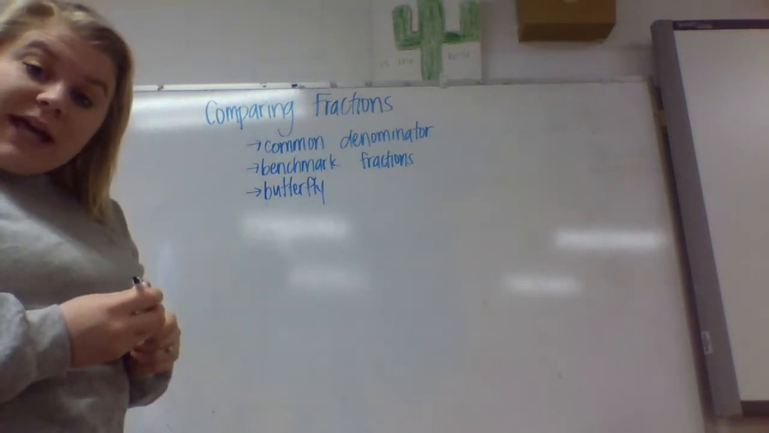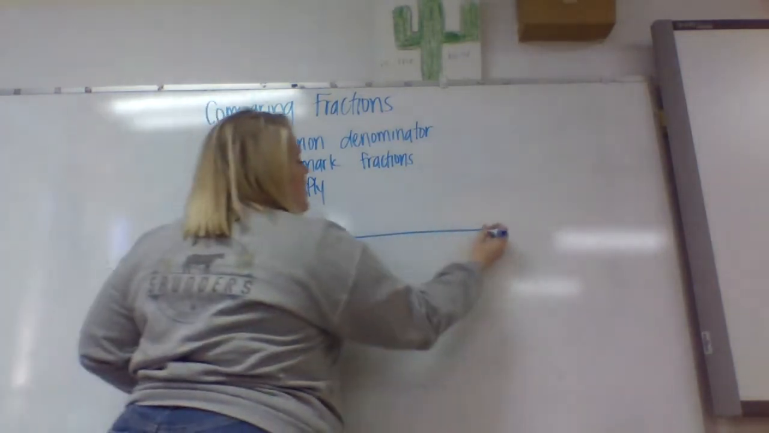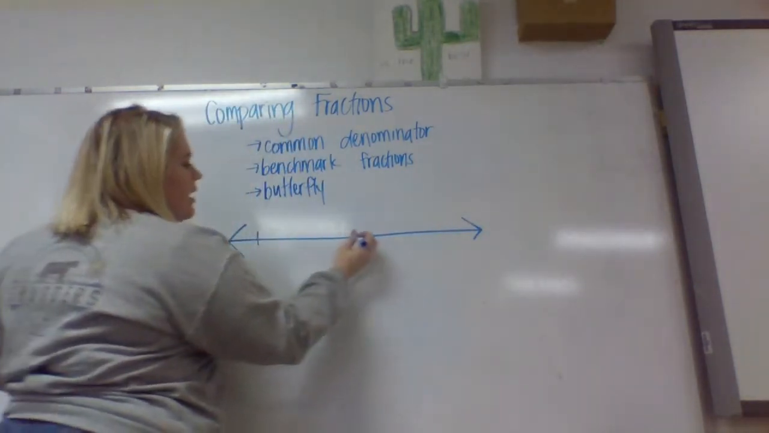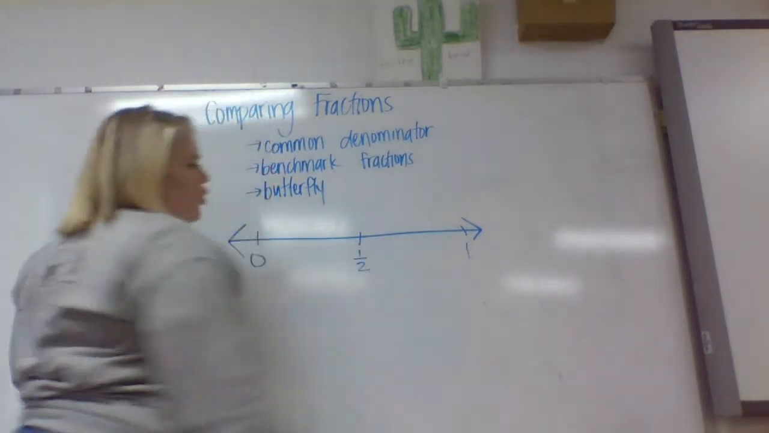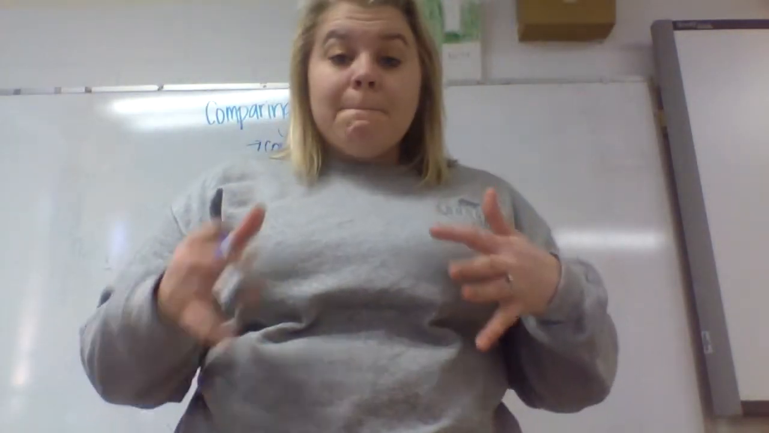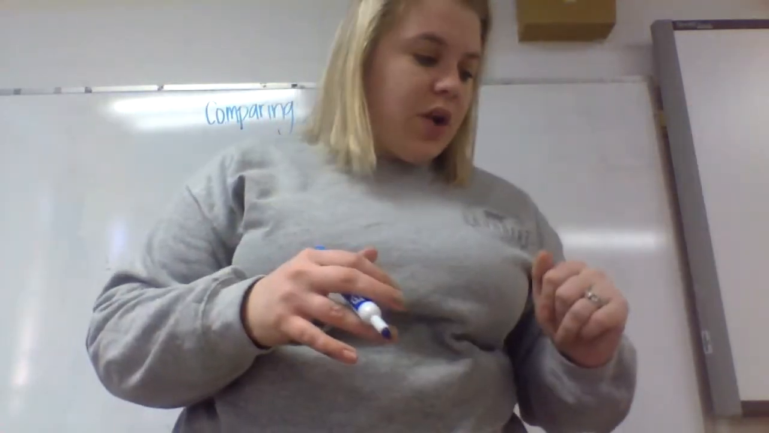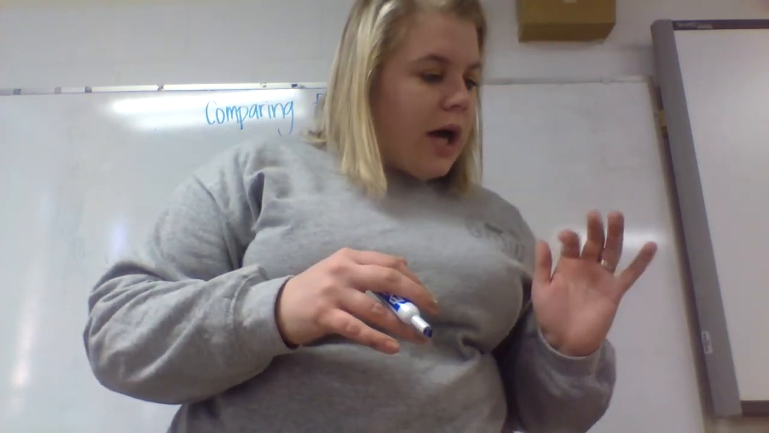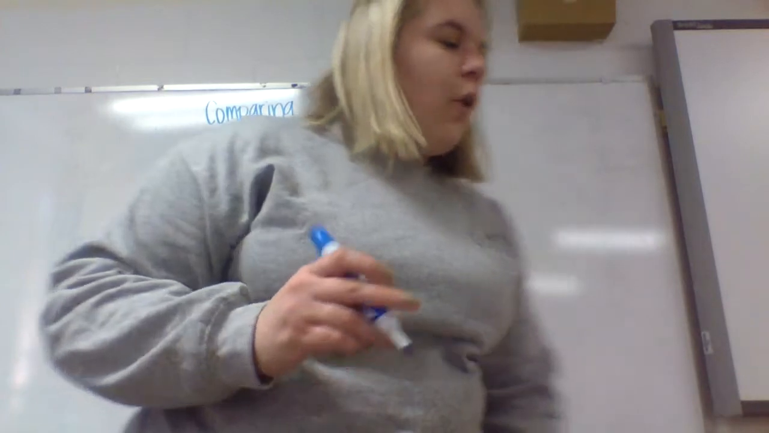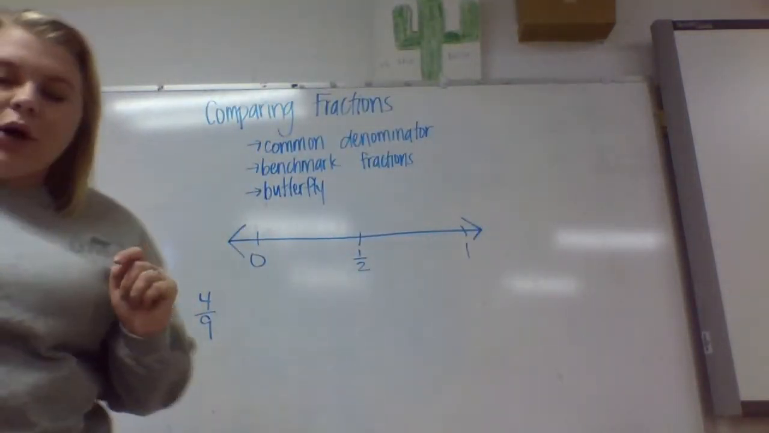Another way we can compare fractions is to think of benchmark fractions. So that's going to involve a number line. And your benchmark fractions are 0, 1/2, and 1. So that means we're going to compare things to 1/2. That's going to help us. How close are they to 0? How close are they to 1/2? How close are they to 1? So if I say, is 4/9 closer to 0, to 1/2, or to 1?